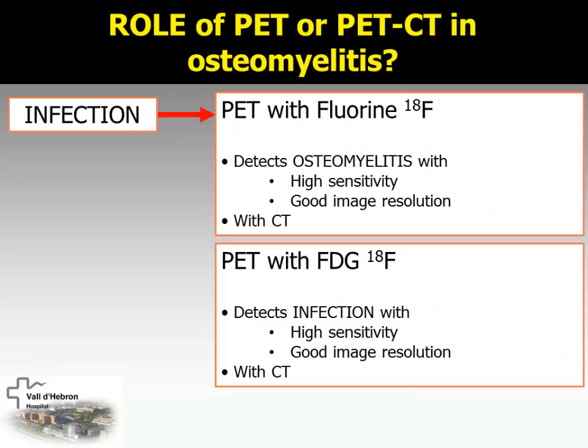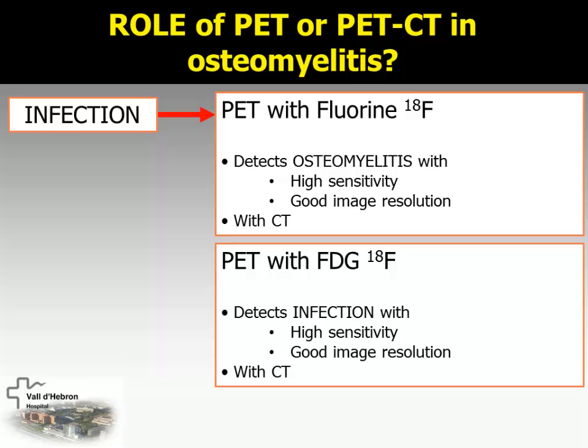And what about the PET or PET-CT for osteomyelitis? In PET, we can perform two kinds of exploration. We can perform a PET with fluorine, that means an excellent quality bone scan, or we can perform a PET with FDG. And with FDG, we are going to detect the infection with a high sensitivity and a good image resolution. One is with a CT, and the other one can be with or without a CT.